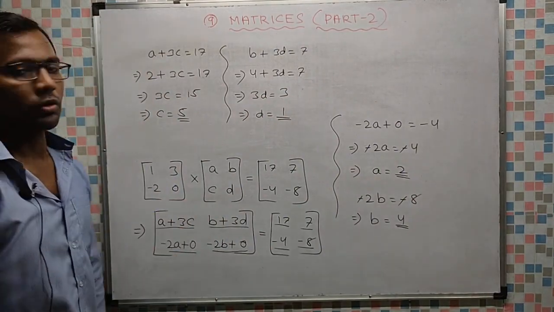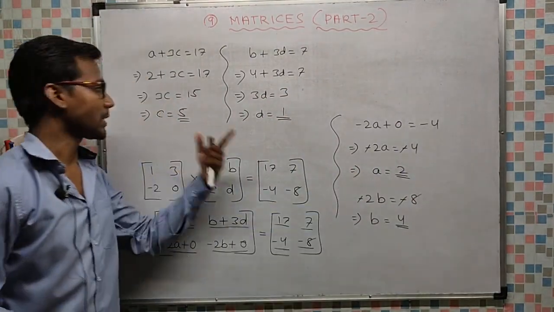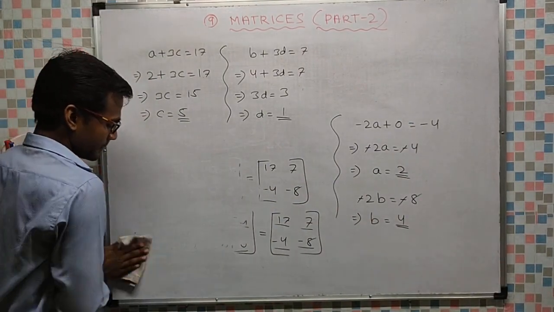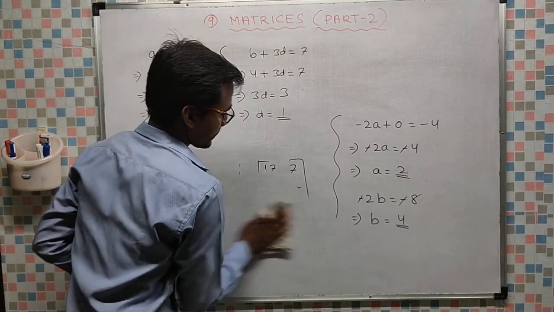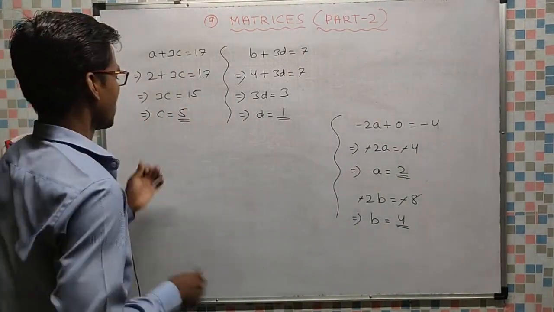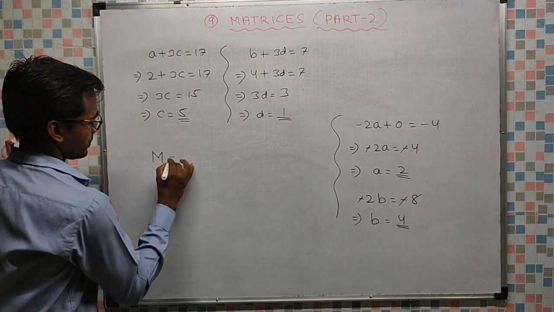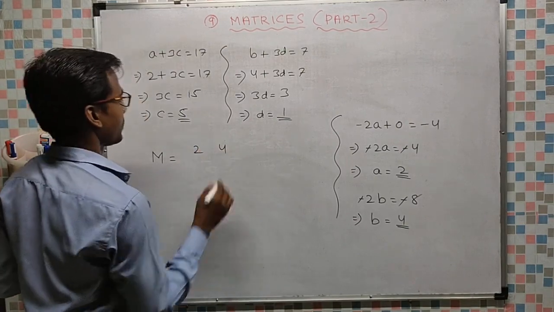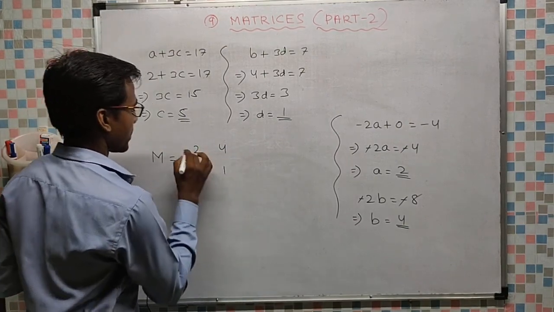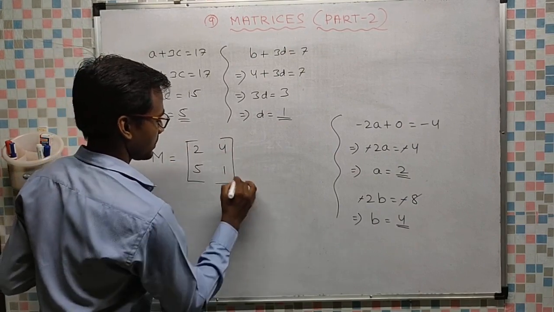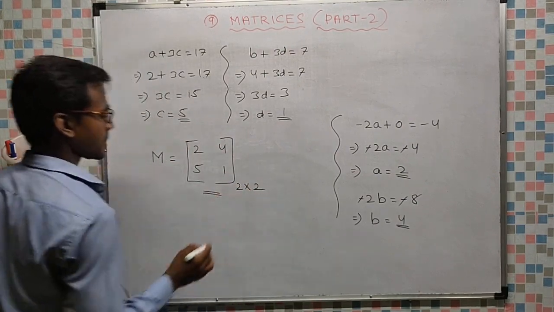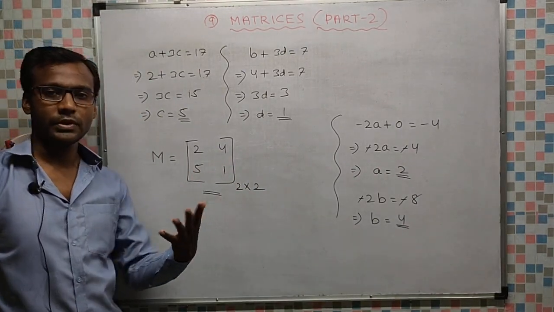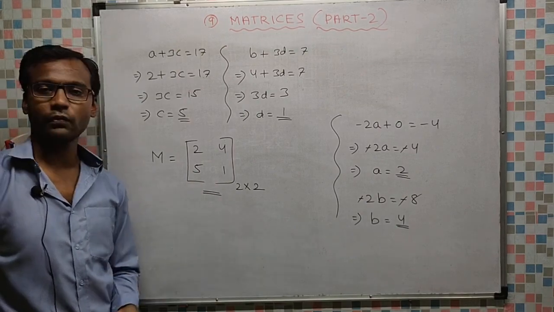We have got all the 4 elements a, b, c, d. Now let us write the matrix M. So M is equal to a, b, c, d. What is a? 2. What is b? 4. What is c? 5. What is d? 1. So this is the matrix M, which we had been asked to find. So M is equal to 2, 4, 5, 1.